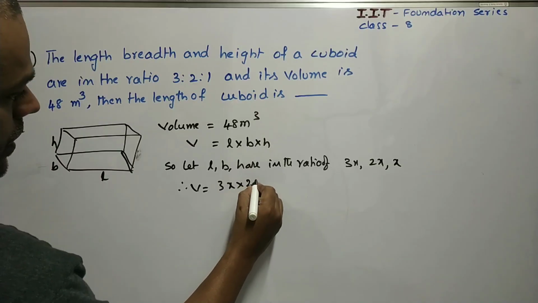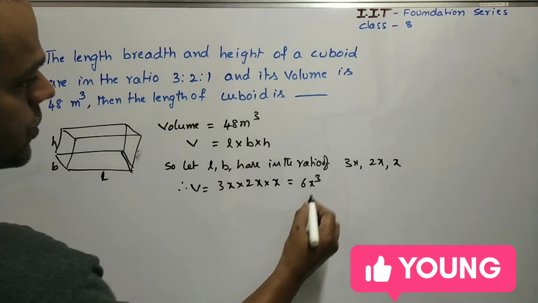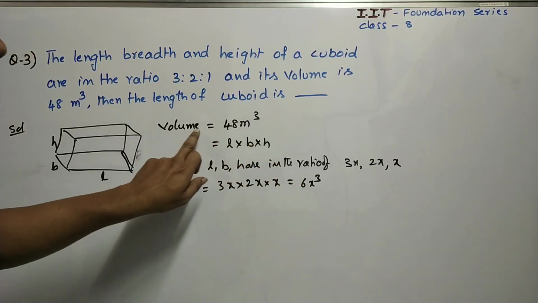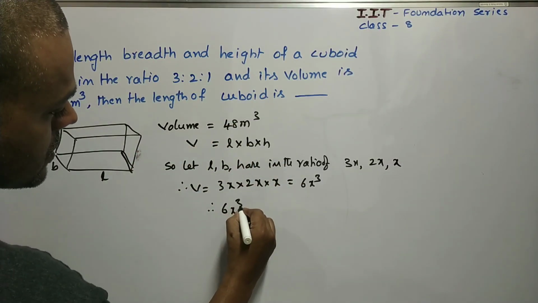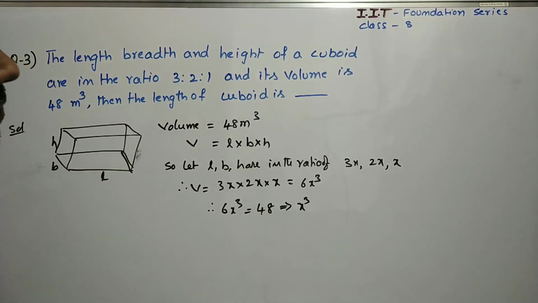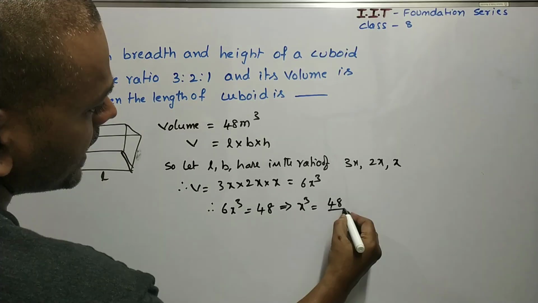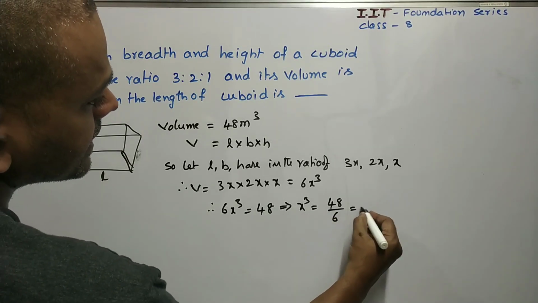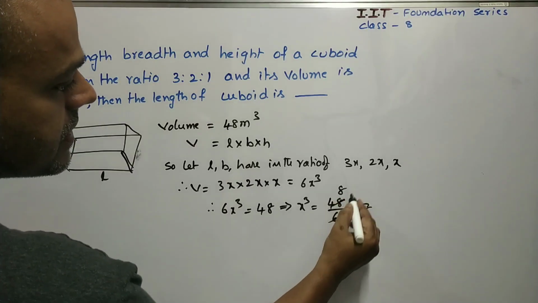3x into 2x into x. What is that? 6x cube. This 6x cube is equal to 48. Therefore, 6x cube is equal to 48. That implies x cube is equal to 48 by 6. What is that? 8.